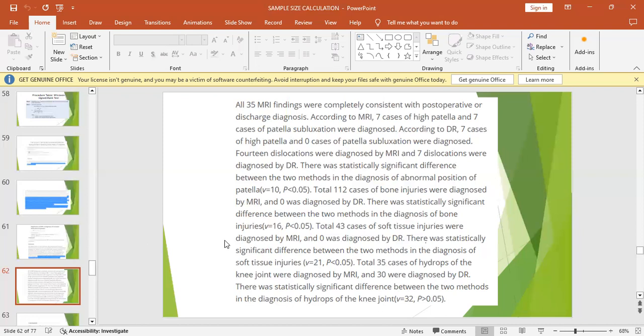Total 35 cases of hydrops of the knee joint were diagnosed by MRI and 30 were diagnosed by DR. There was a statistically significant difference between the two methods in the diagnosis of hydrops of the knee joint.